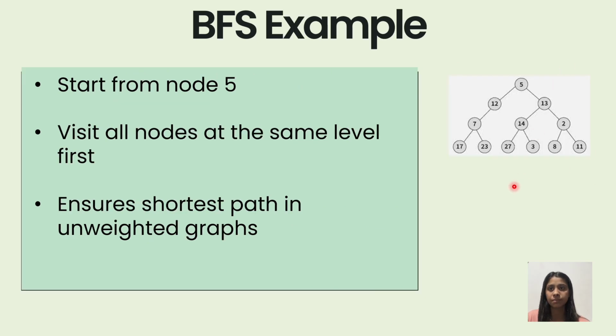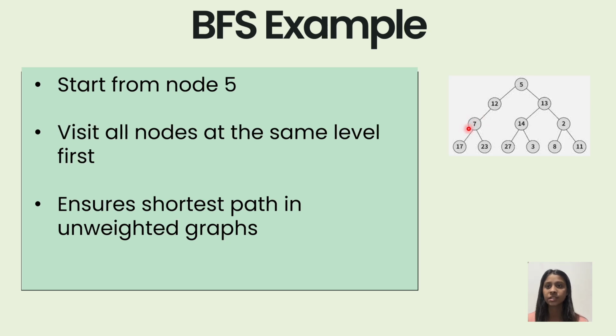So in this example, as I said before, BFS goes level by level. In level 0, we need to start. In level 0, there is the root node, which is 5. So you start from the node 5. And then you need to visit all the nodes at the same level first. After level 0, the next level is 1. And then you need to visit all the nodes in level 1, which is 12 and 13. And after completing that, you need to go to the next level.